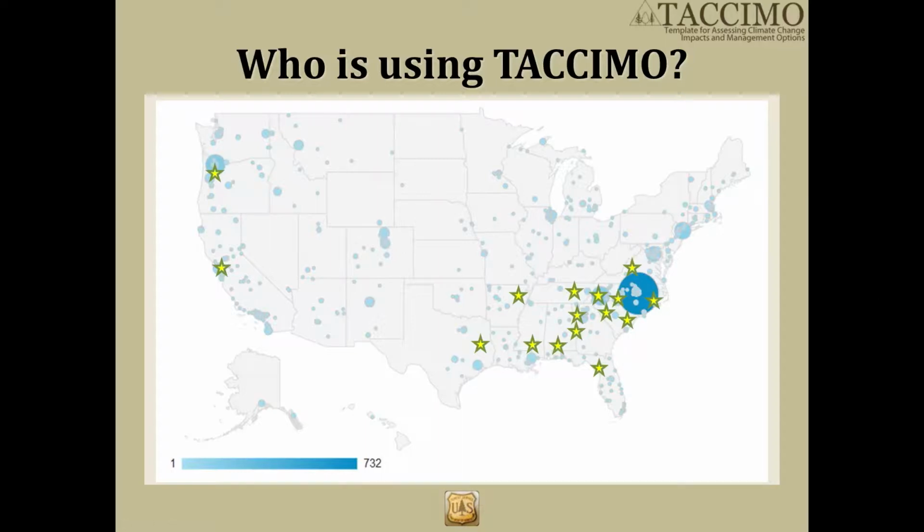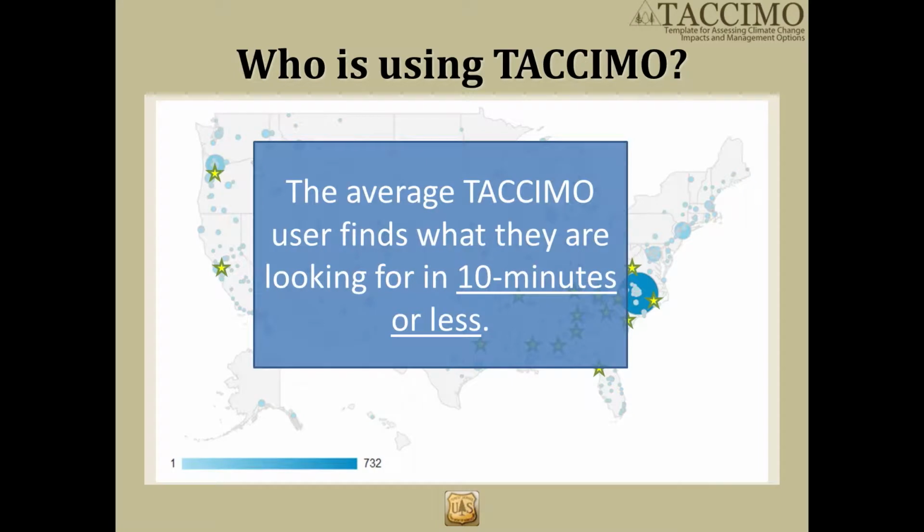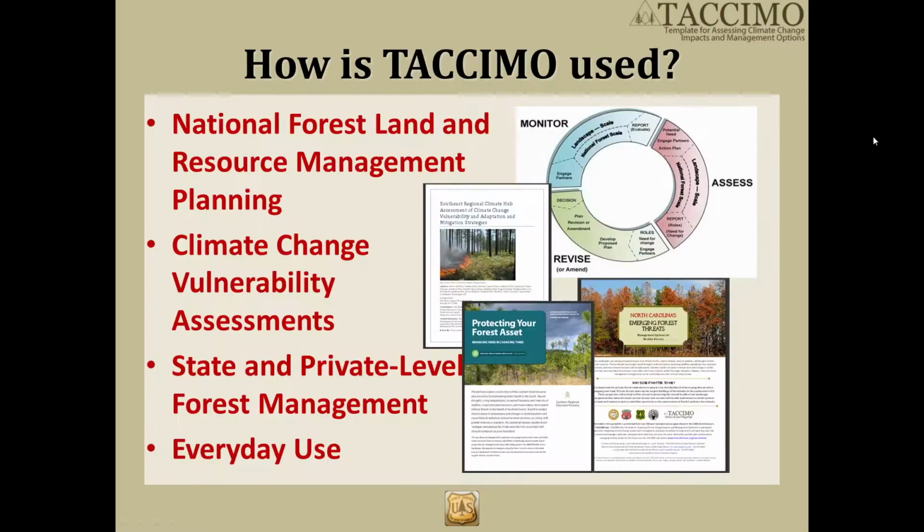Okay, so I guess the takeaway from this slide is the tool has been used and applied in a wide variety of settings and for a lot of different purposes. I'll talk about some of those in a second, but what's common to many of them is that the average TACCIMO user finds what they are looking for in 10 minutes or less. In our busy and time-constrained lifestyles, this is really important in helping people gain access to credible information on changing climate and what they can do about it without a huge impact on their workload and time.